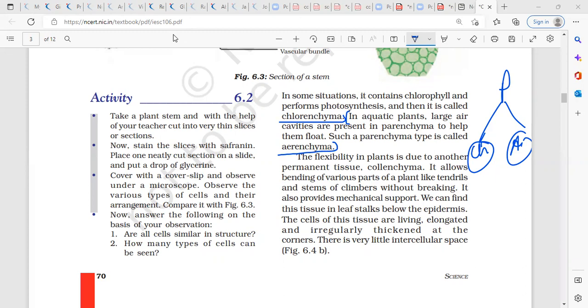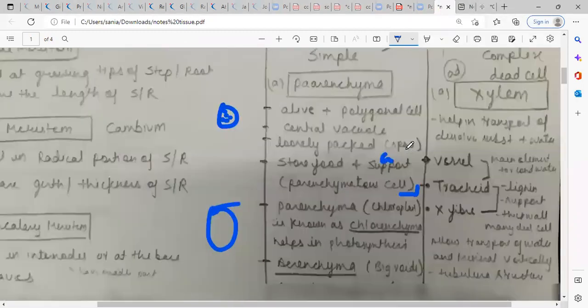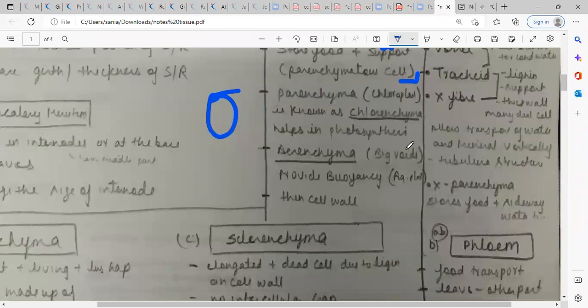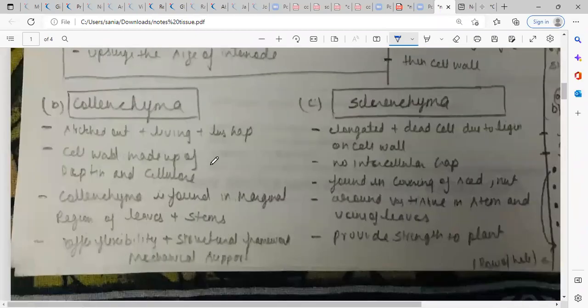Now let's move to the second part, which is collenchyma. Collenchyma is stretched out, living, and has less gap. The cell wall is made up of pectin and cellulose. Collenchyma is found in the marginal region of leaves and stems. It offers flexibility, structural framework, and mechanical support.